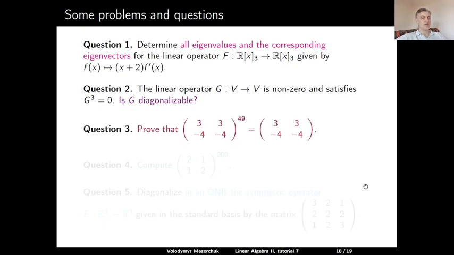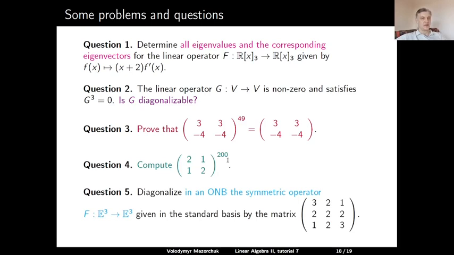Question 3. Prove that the 49th power of the matrix (3, 3; -4, -4) is equal to (3, 3; -4, -4). Question 4. Compute the matrix (2, 1; 1, 2) to the power 200. Question 5. Diagonalize in an orthonormal basis the symmetric operator f from E3 to E3, which is given in the standard basis by the matrix (3, 2, 1; 2, 2, 1; 1, 2, 3).